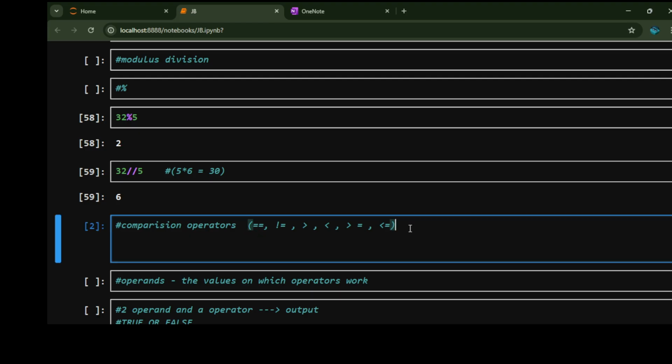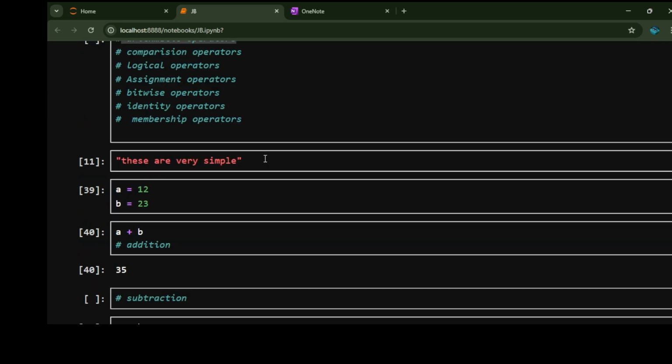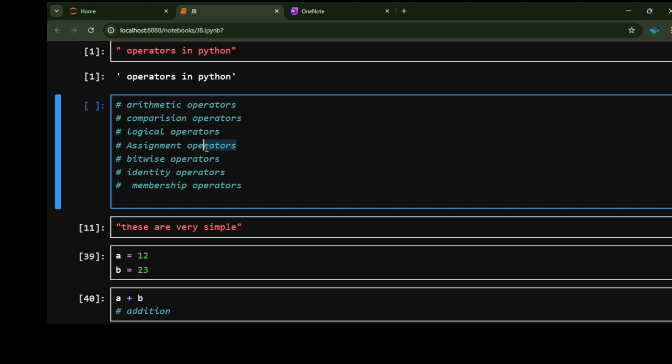These were the operators which come in the category of comparison operators. In the next class we will be discussing the next category, that is assignment and logical operators.